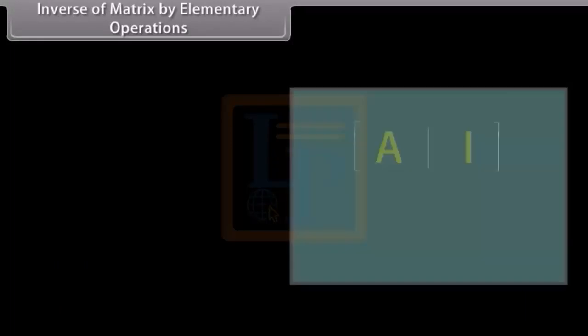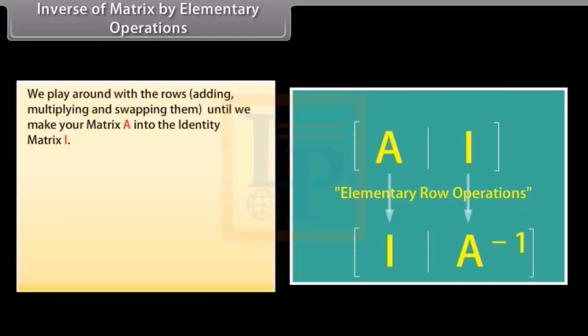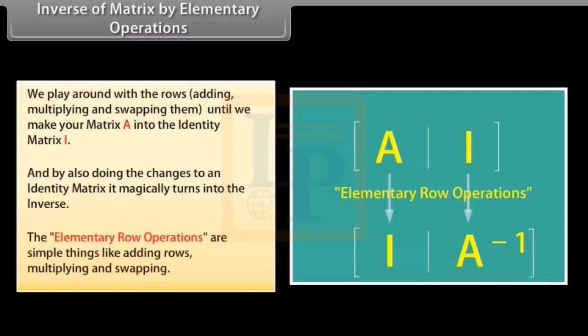Inverse of matrix by elementary operations. This is a fun way to find the inverse of a matrix. We play around with the rows, adding, multiplying and swapping them until we make our matrix A into the identity matrix I. And by also doing the changes to an identity matrix, it magically turns into the inverse. The elementary row operations are simple things like adding rows, multiplying and swapping. Let us go through an example in the next screen.